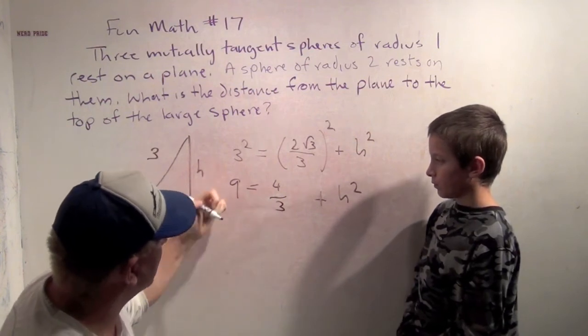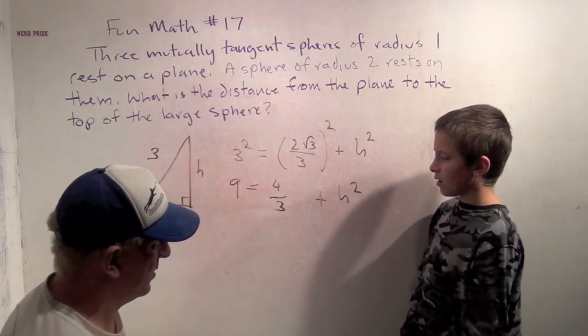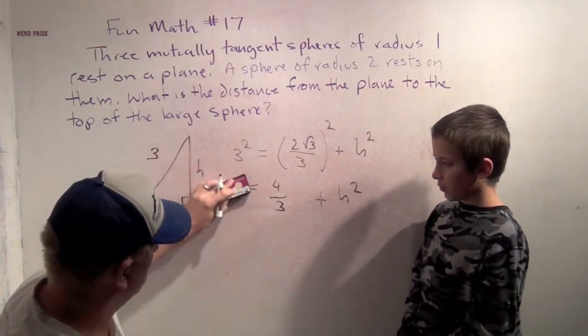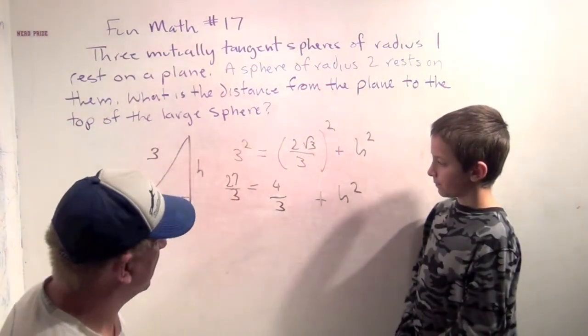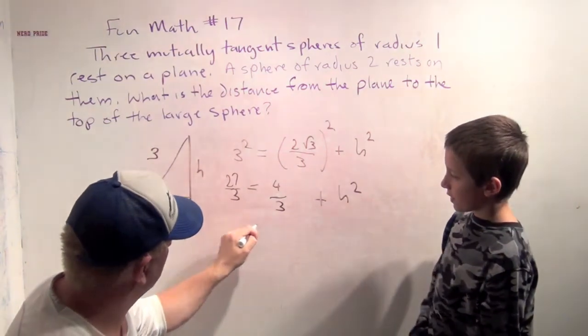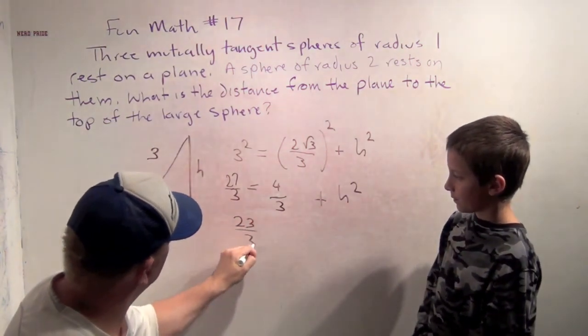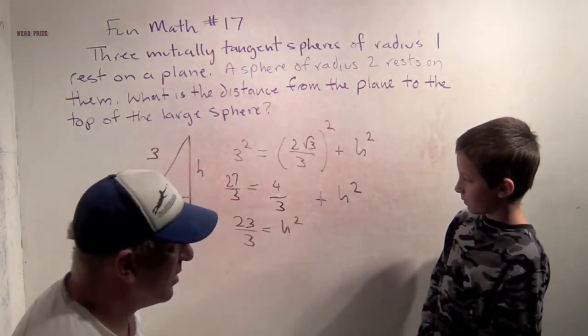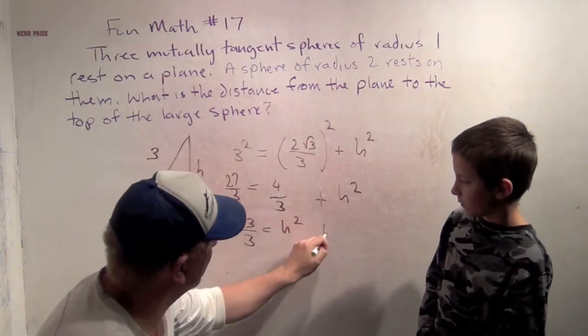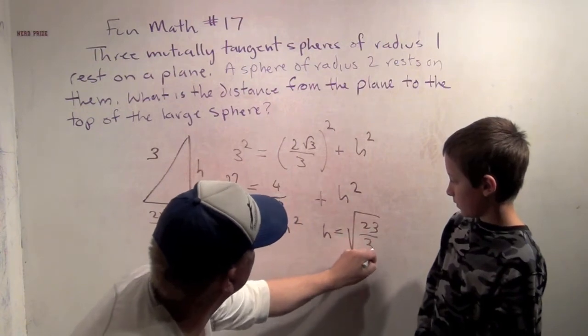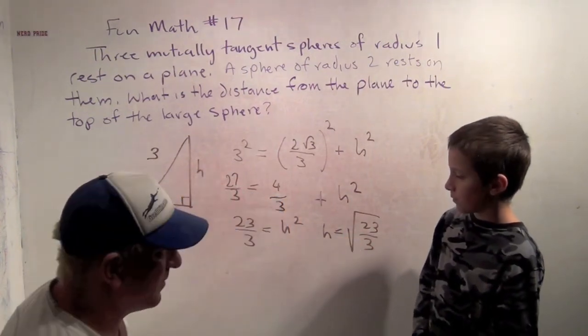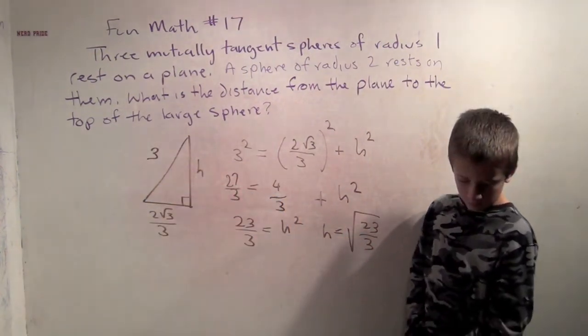How many thirds is 9? 9 is 27 thirds. Okay, 27 thirds. What is 27 thirds minus 4 thirds? It's 23 thirds. 23 thirds equals h squared. So h is the square root of 23 thirds. There's my height. Okay, now let's go back to our model.